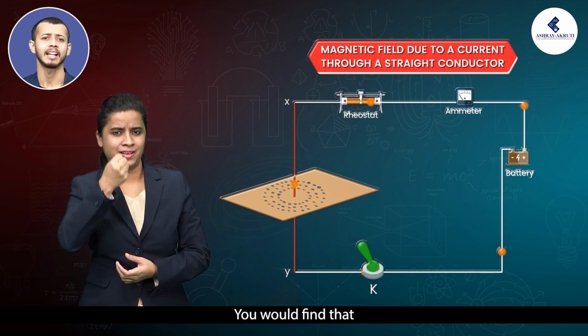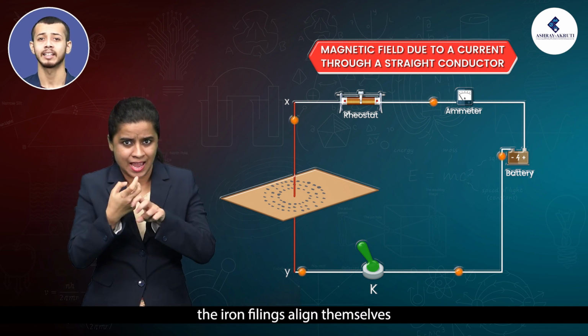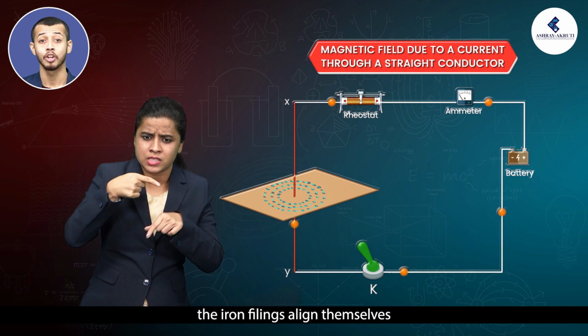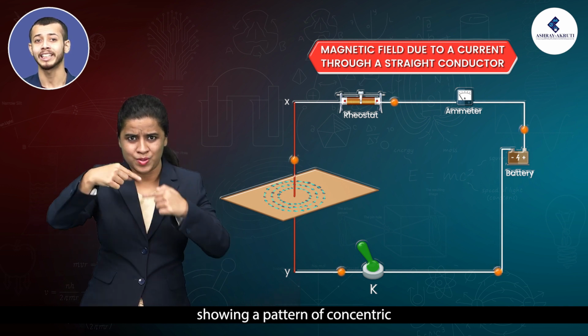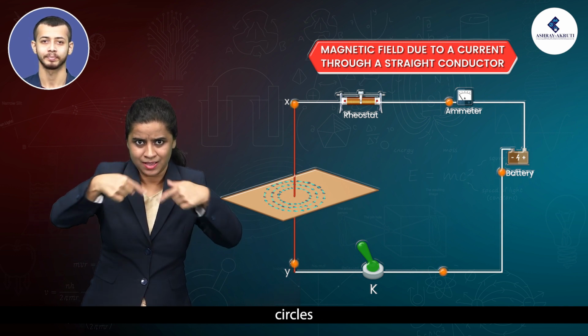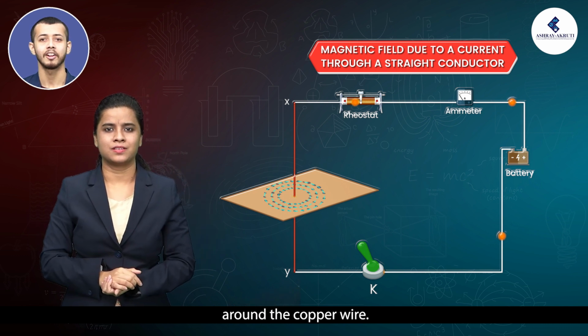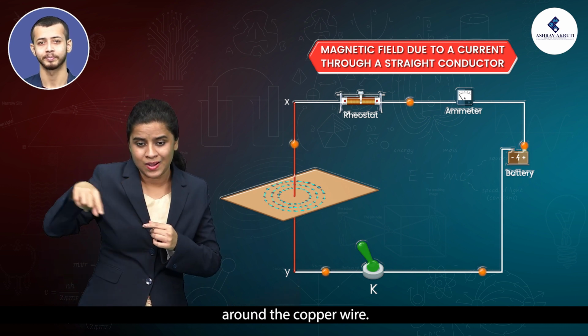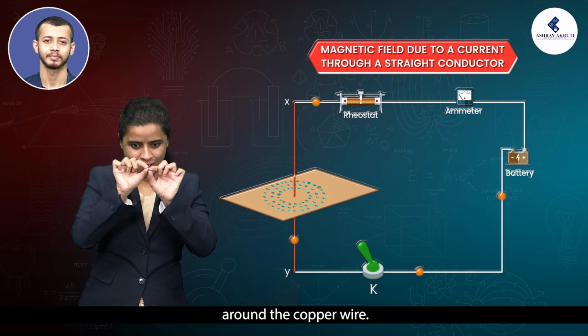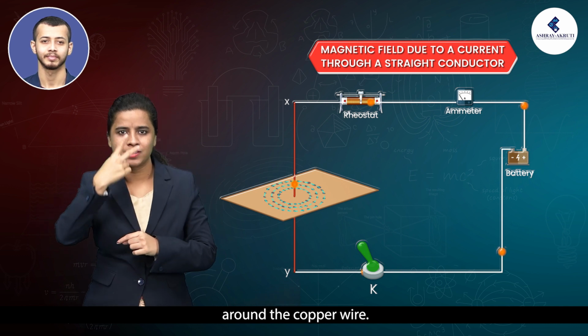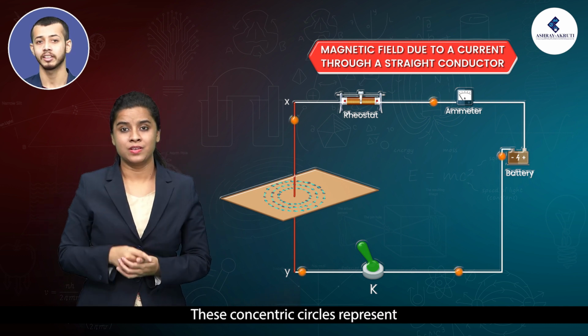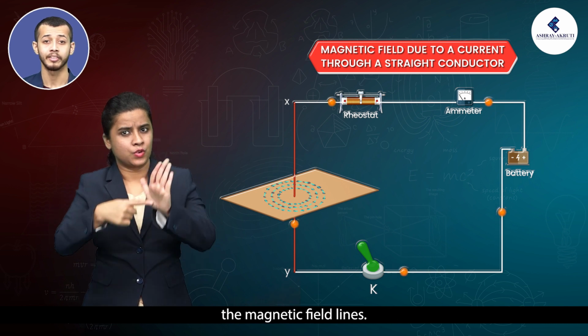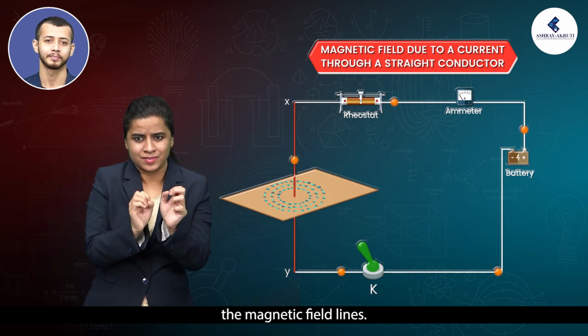You would find that the iron filings align themselves, showing a pattern of concentric circles around the copper wire. These concentric circles represent the magnetic field lines.